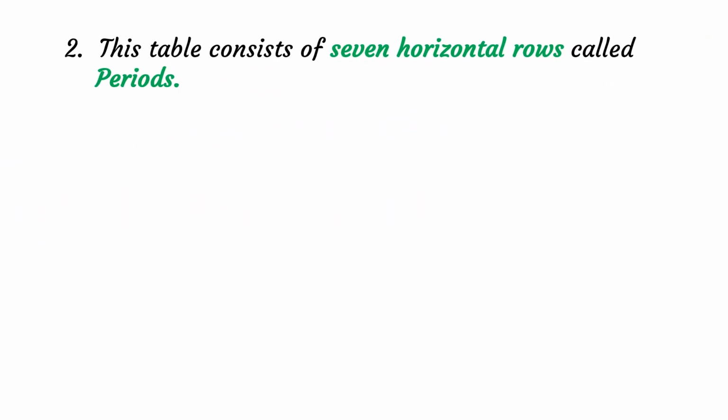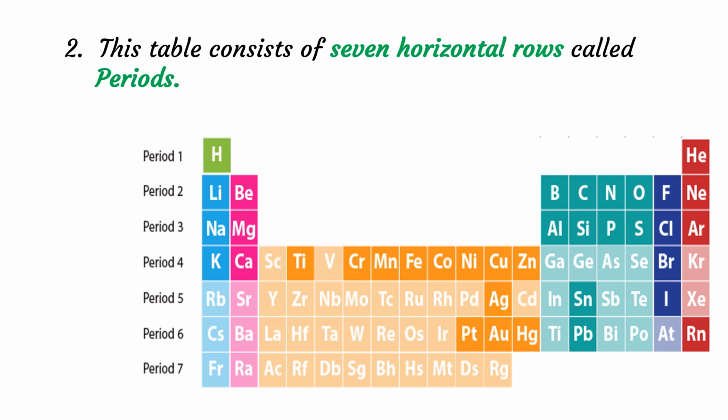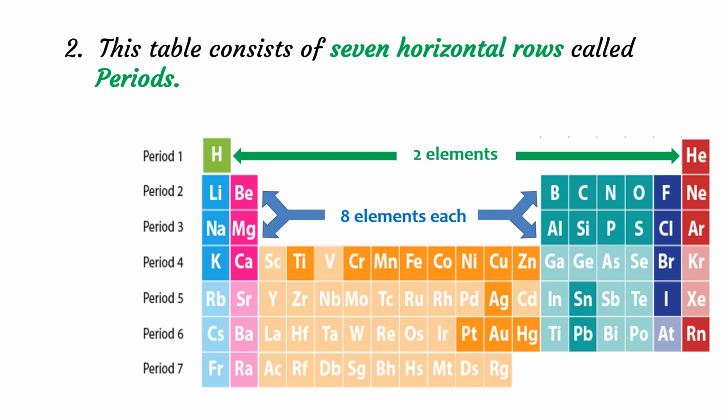Number 2. This table consists of 7 horizontal rows called periods. Period 1 contains 2 elements, periods 2 and 3 contain 8 elements, periods 4 and 5 contain 18 elements, period 6 has 32, and period 7 is still incomplete.